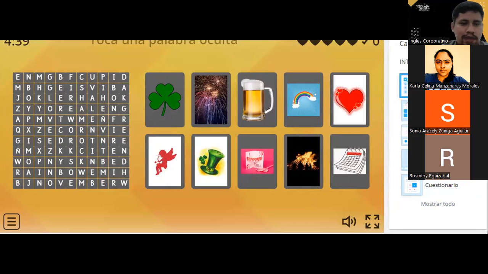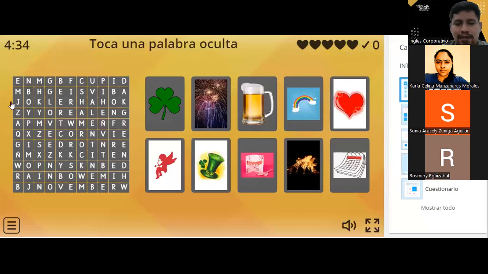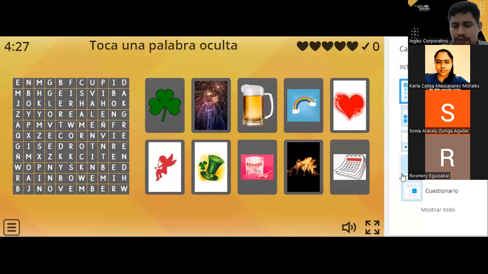Once you finish, what I want you to do is to take a screenshot. Once complete, please send it to the WhatsApp group, okay? Take a screenshot and then send it to the WhatsApp group once we finish this activity. It doesn't matter if you choose word search, matching, coincidence, balloons, or questionnaire, okay?